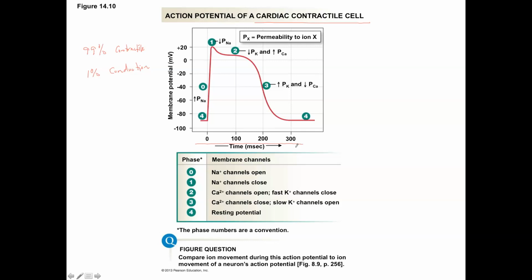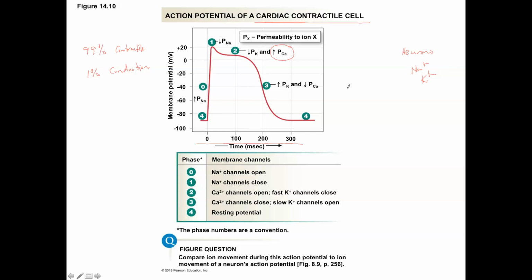The other thing that you're going to notice that's different than what you see with a neuron is that there's calcium involved in cardiac contractile cell action potentials. There's also calcium involved in the conduction system action potentials as well. We don't see calcium in neuronal action potentials. In neurons, we focus on sodium and potassium. We have sodium and potassium involved in the heart as well, but you get that third ion, calcium, involved in these action potentials.